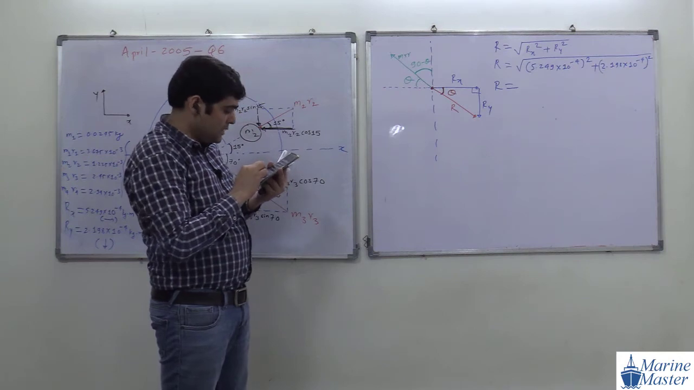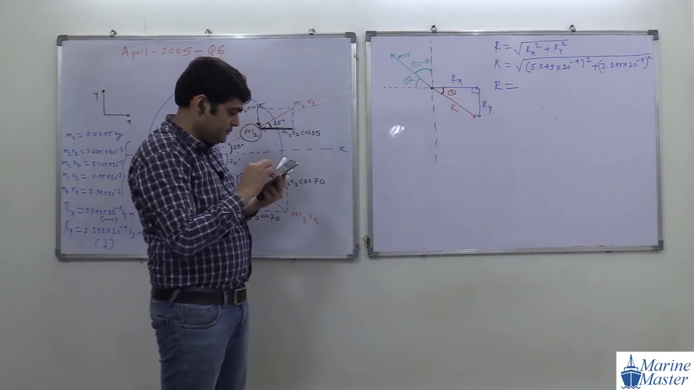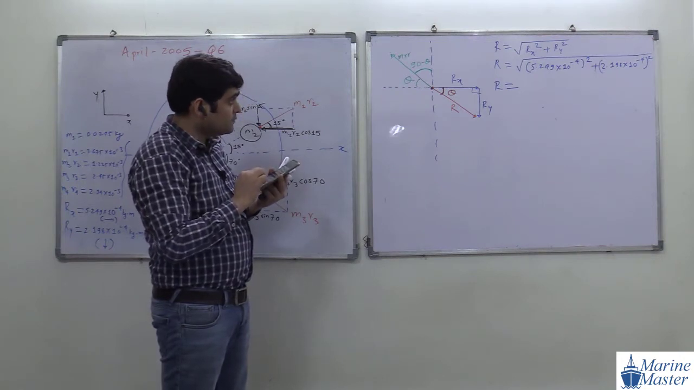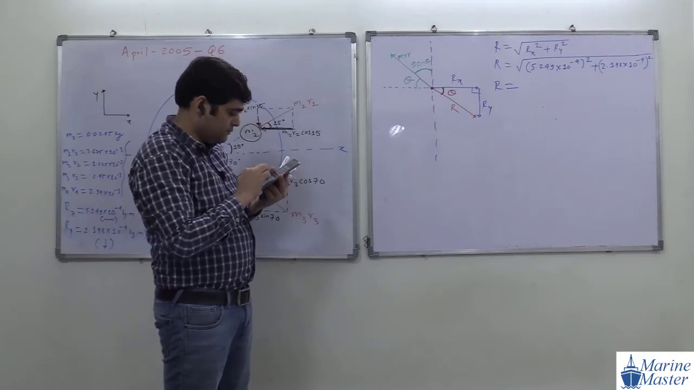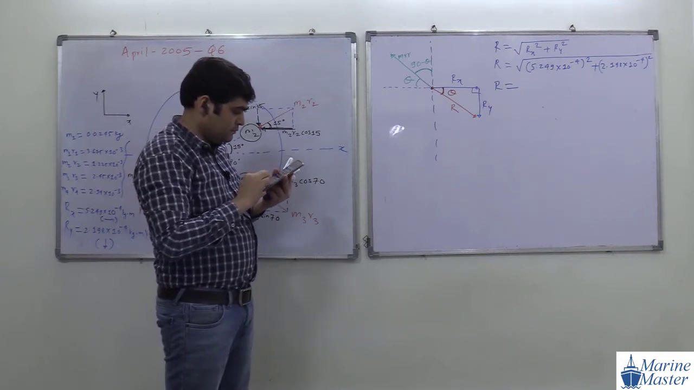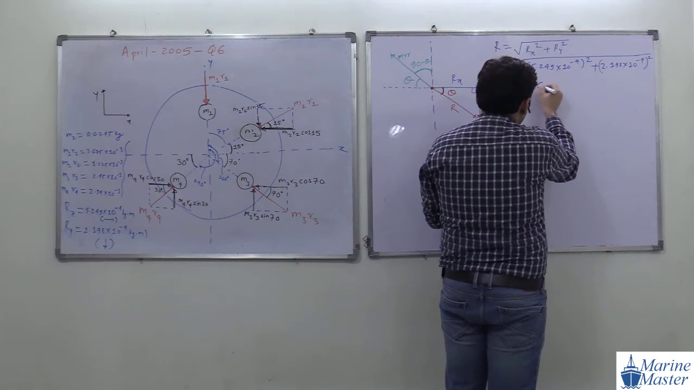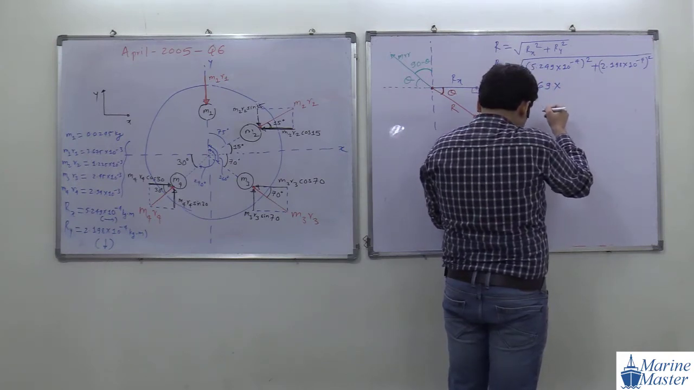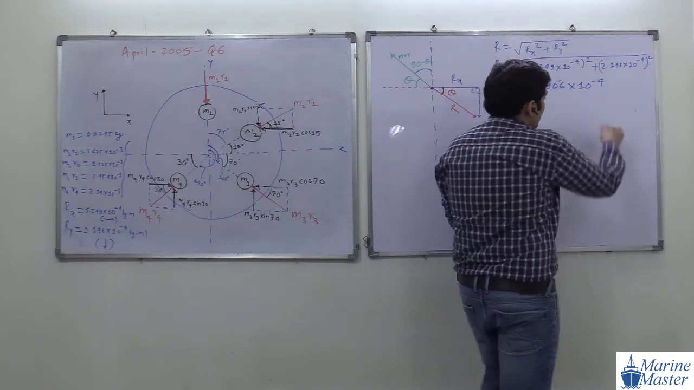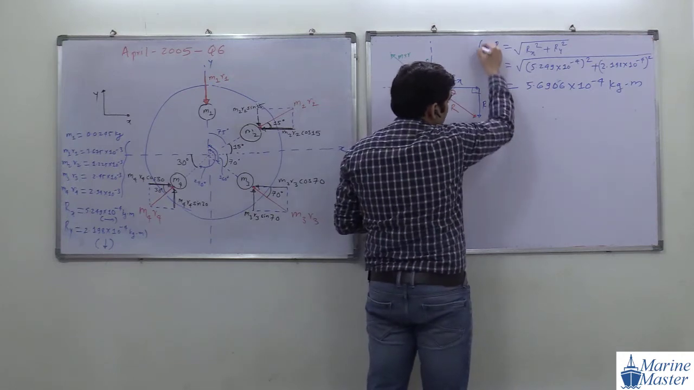Any further? Second opinion? How much? 5 point... Okay, very good. 5.6906 into 10 raised to the power minus 4 unit, kg meter. So we got R.